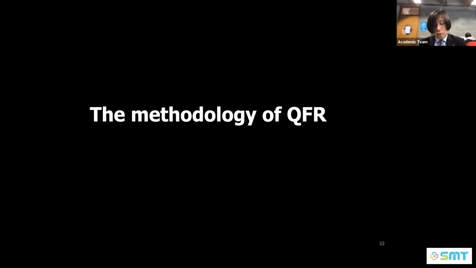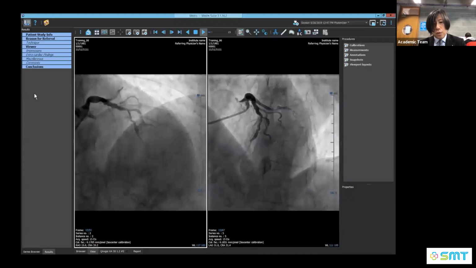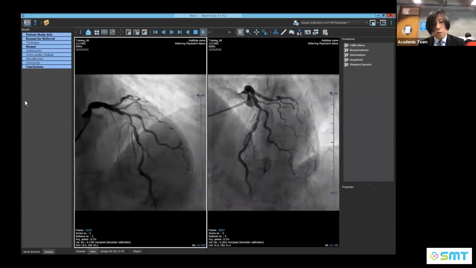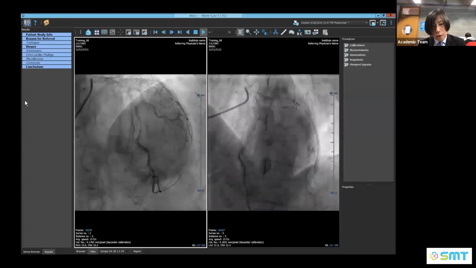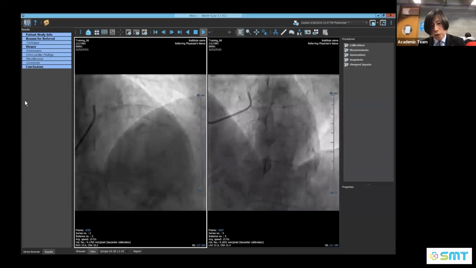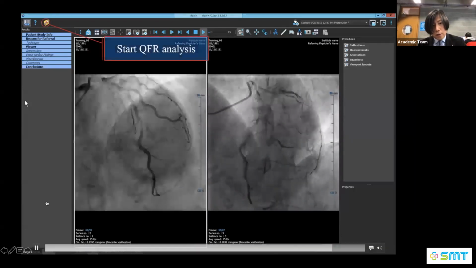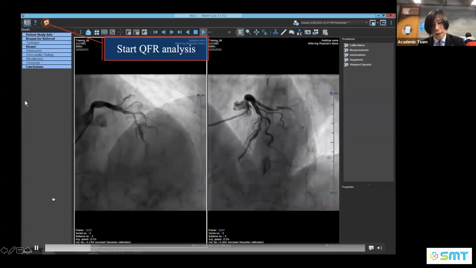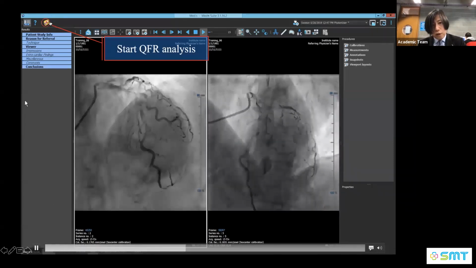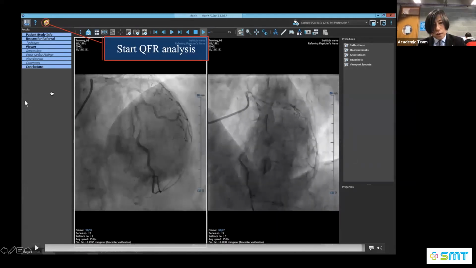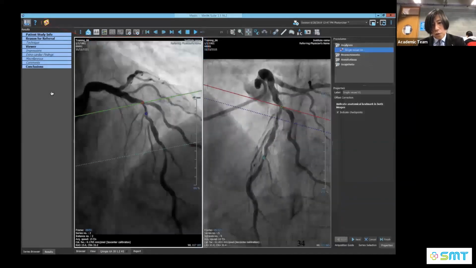This is just to show how we actually do the analysis. So we need 2 projections, which should be separated by greater than 25 degrees. You see these LAD regions, you have 2 projections. Then we do the normal QFR, QC analysis. You can push this button for the QFR analysis, and then we are going to do the QFR analysis.